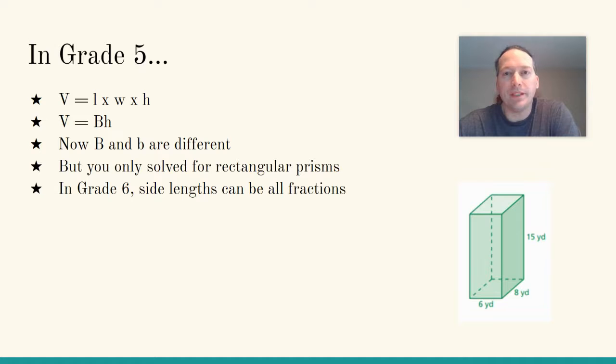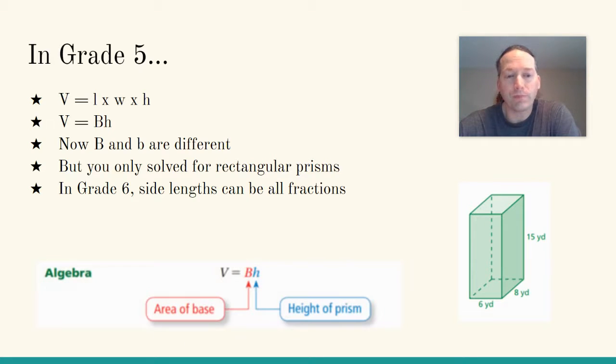So basically what happened is last year you pretty much dealt with rectangular prisms. If they challenged you, they might have given you triangular prisms. In sixth grade math, you would now do a rectangular prism, but with fractional sides. And this is just the formula, base times height.